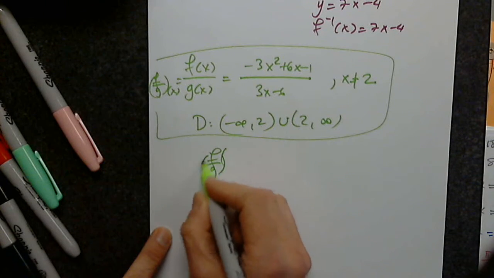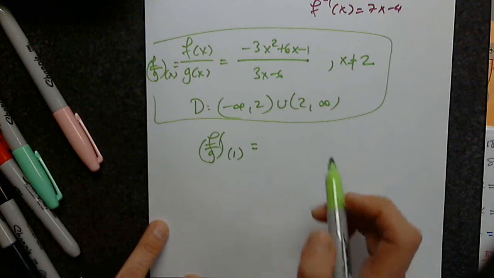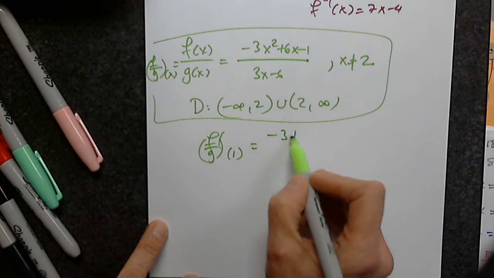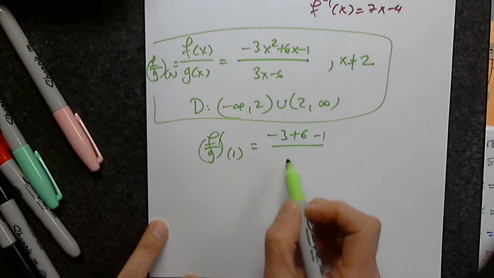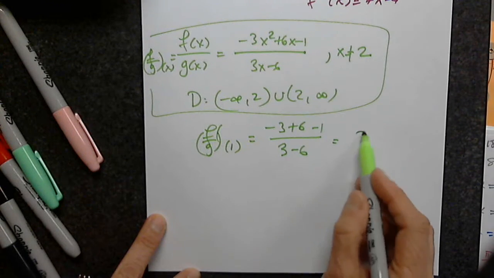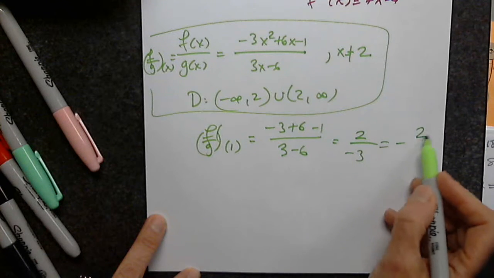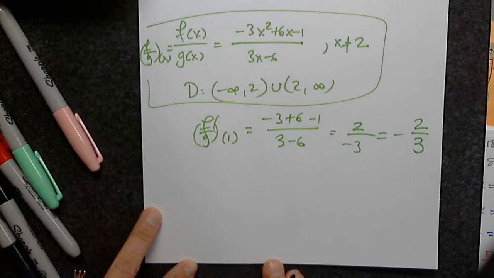Now if we are asked to find f over g of 1, correct? Yeah. I believe. Was it? Yes. Okay, so then I have negative 3 plus 6 minus 1 over 3 minus 6. So 6 minus 4 is 2. 3 minus 6 is negative 3. So the answer is negative 2/3.